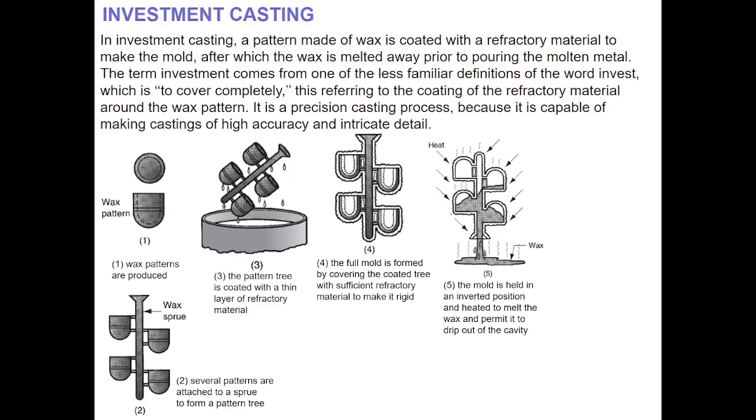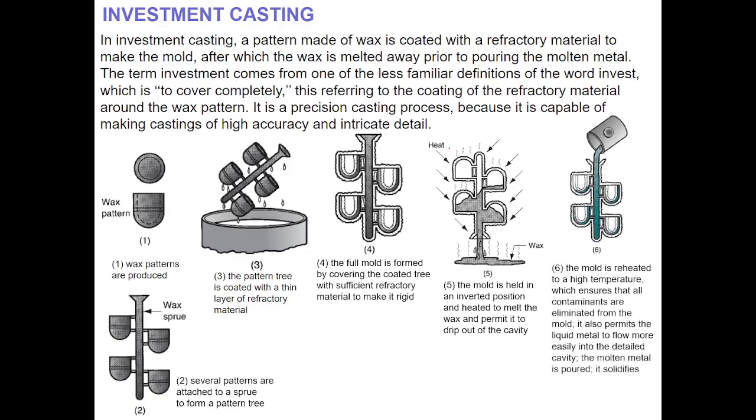We have a shell here. The shell is just made of refractory material. The full mold is formed by covering the coated tree with sufficient refractory material. During the heating stage, the refractory material becomes stronger, but meanwhile the wax melts and leaves the region. After that stage, the rest is the same as that of ordinary casting.